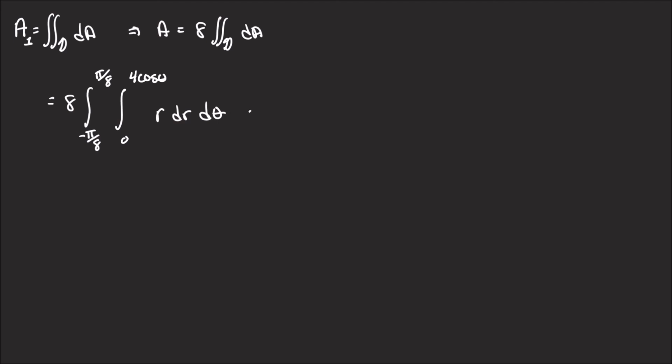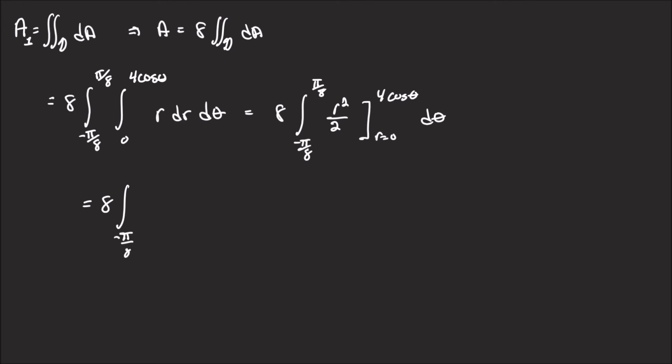So this will give us 8 times the integral, negative pi over 8 to pi over 8, r squared over 2 from 0 to 4 cosine of theta d theta. So we'll have 8 times the integral from minus pi over 8 to pi over 8 of 8 cosine squared theta d theta.